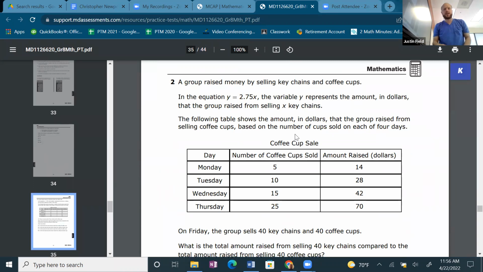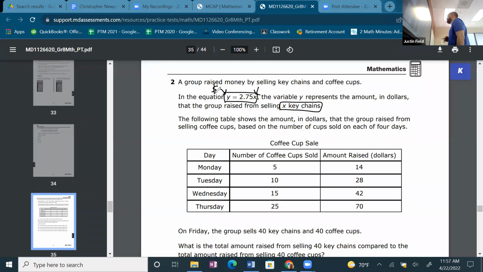The group raised money by selling keychains and coffee cups. All right, so I think earlier in the test I said we got get, graph, equation table, right? So this is another one. They gave us an equation which represents keychains. You see that? This is an equation for X keychains. So X is the amount of keychains, and then Y is the money. And then they gave us a table for the coffee cups.